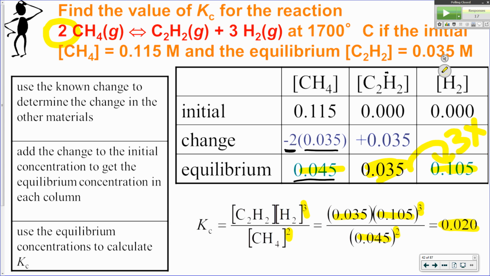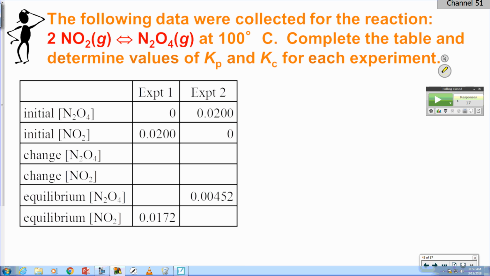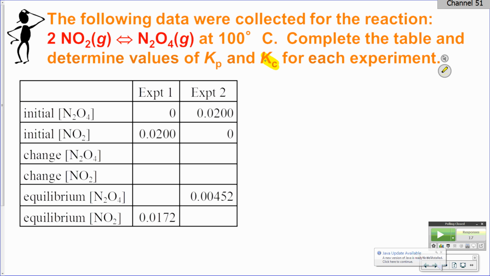All right, let's do some of these. Let's look at another one. Here's one where it's the table. Fill in the gaps. So on this one, I've got the reaction of 2 NO2 yields N2O4, dinitrogen tetroxide, at 100 degrees Celsius. And it wants to know K sub C and K sub P. And there's 2 sets of experimental conditions here, and they're both independent of one another. So we're just going to think about one first.